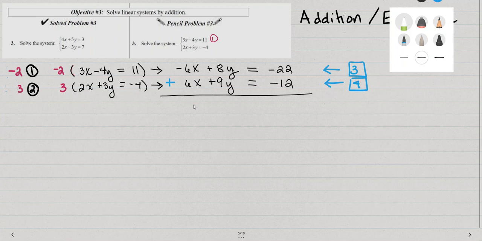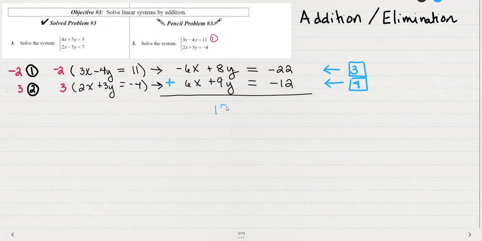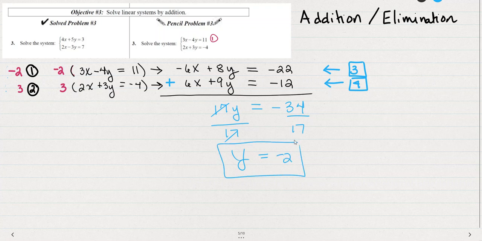Negative 6x plus 6x, those cancel out or eliminate. 9y plus 8y gives me 17y. Negative 22 plus negative 12 gives me negative 34. And now I can solve for y. I'll solve for y by dividing both sides by 17. And y is going to equal negative 2. So I've solved for y.